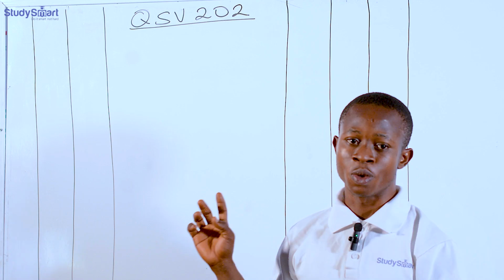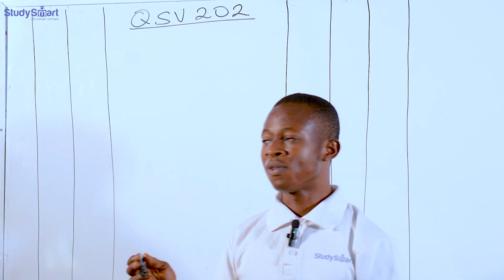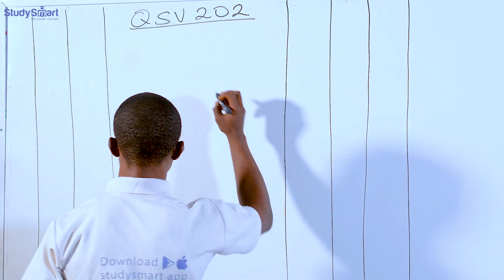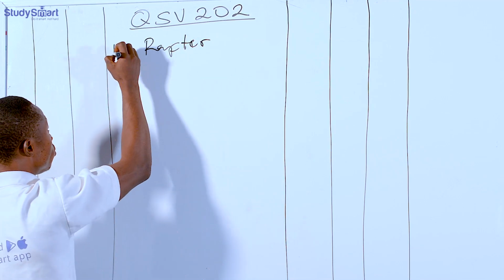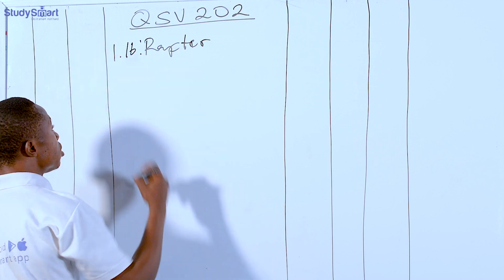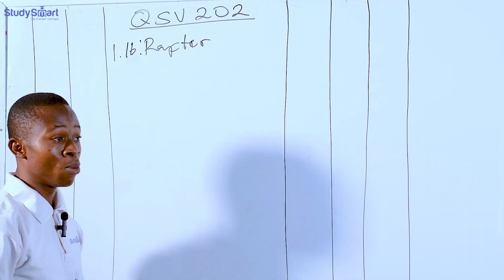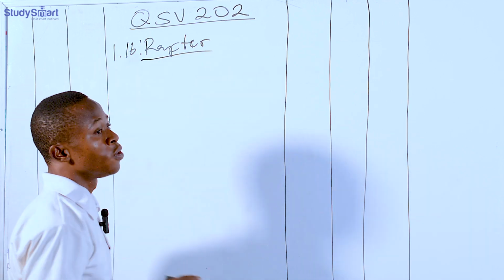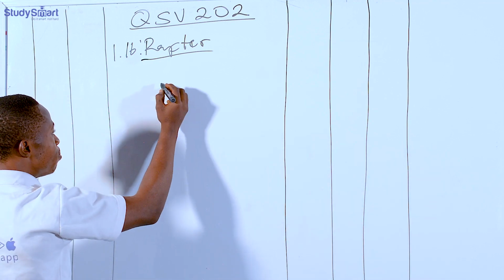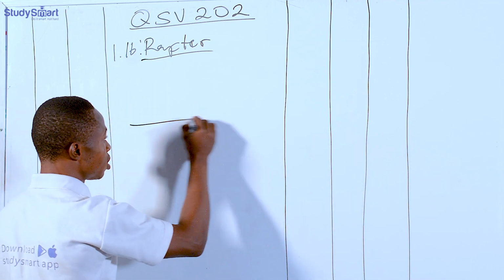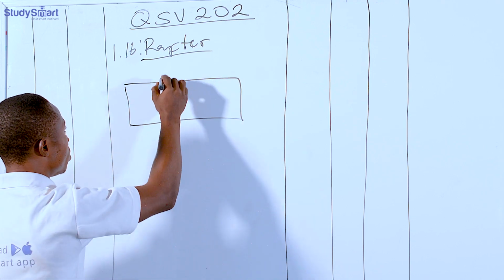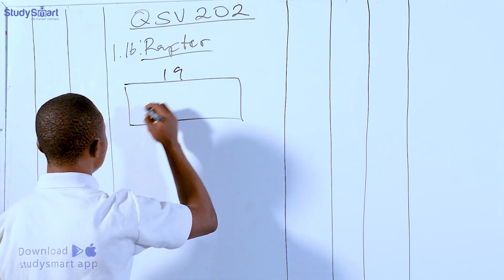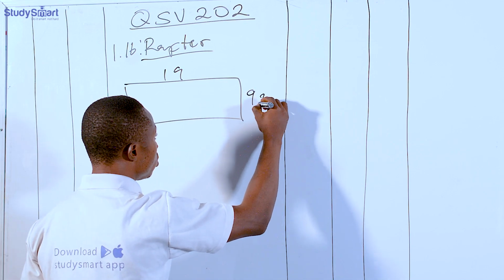Firstly, in this video, we are going to be doing rafter and purlin. The only thing that we need for the rafter is in 1.16, or carpentry, other carpentry. So for the rafter, the first thing we need is the breadth of the building. We know the length to be 19, and the breadth is 9,225.